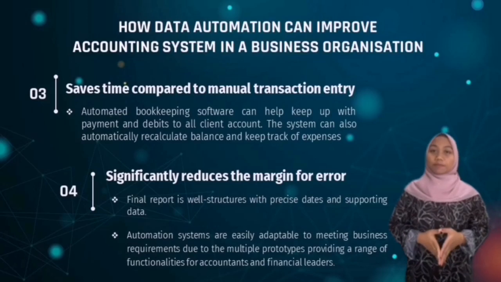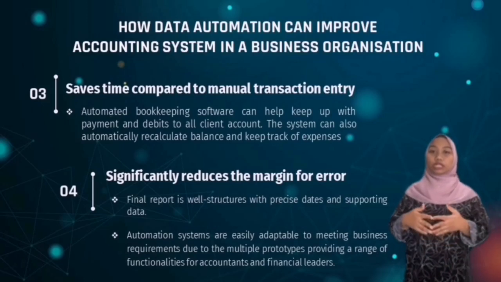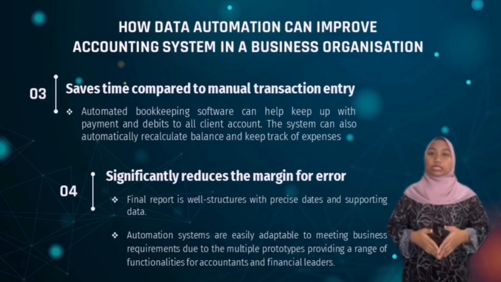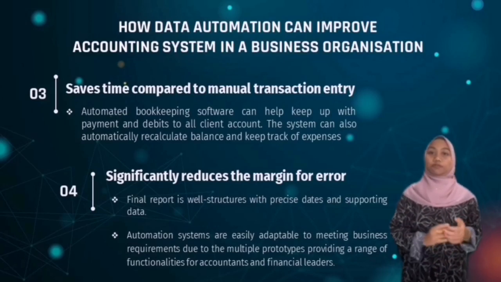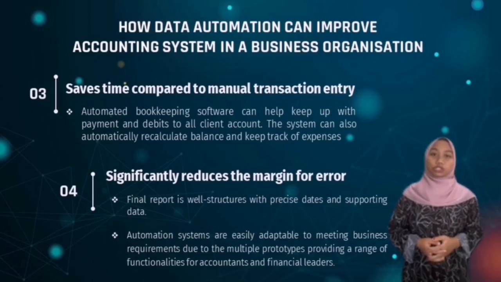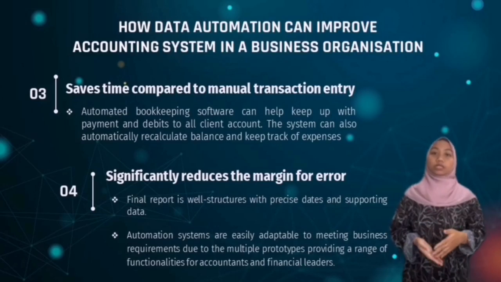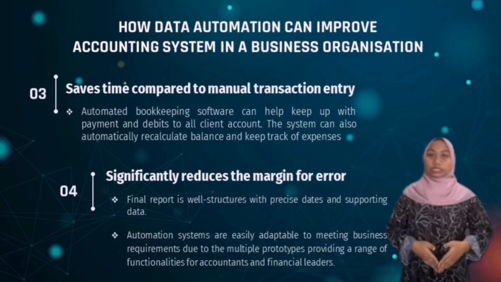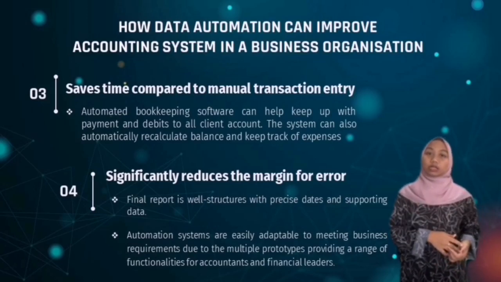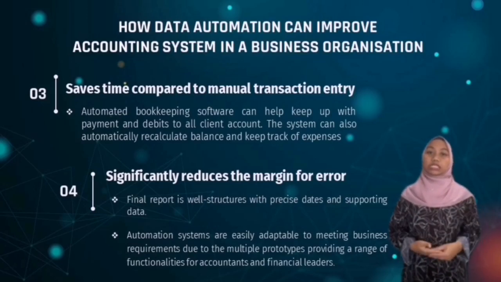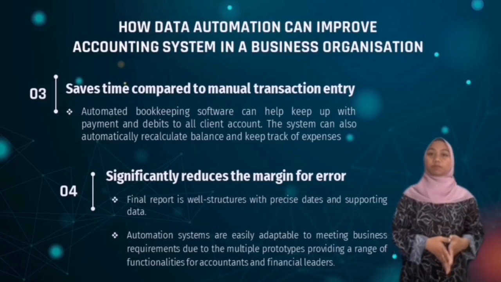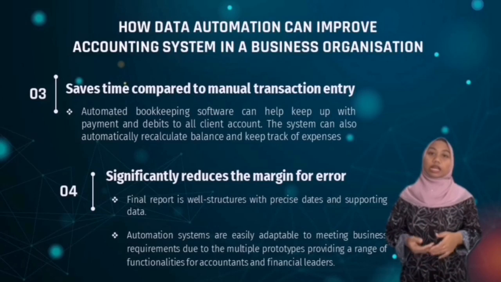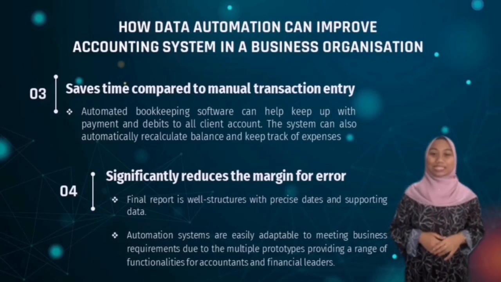Lastly, the software then processes the financial information and transmits it into numerous destinations for further action. The process significantly reduces the margin for error. It is because the financial report is well structured with the precise data and supporting data. Automation systems are easily adaptable to meeting business requirements due to the multiple prototypes, providing a range of functionalities for accountants and financial leaders. That's all from me.